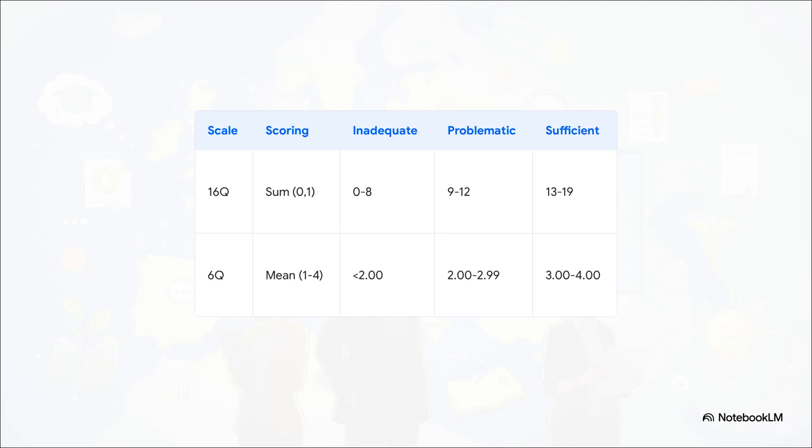Scores of 0 to 8 indicate inadequate literacy, 9 to 12 are problematic, and 13 to 19 are sufficient. Conversely, the 6Q uses a 4-point scale to generate a mean score. Here, a mean below 2.00 is flagged as inadequate. So you're looking at a fundamentally different analytical approach to your dataset depending on which tool you use.